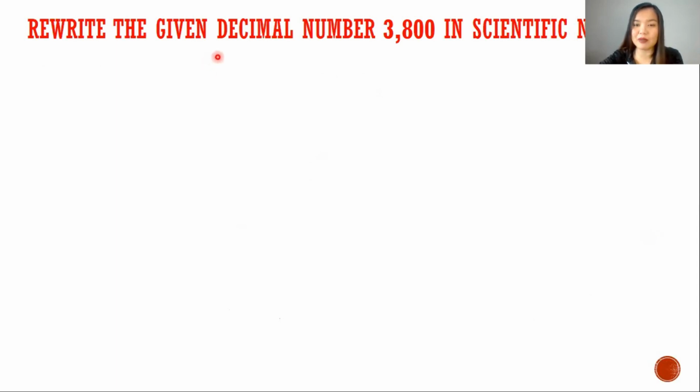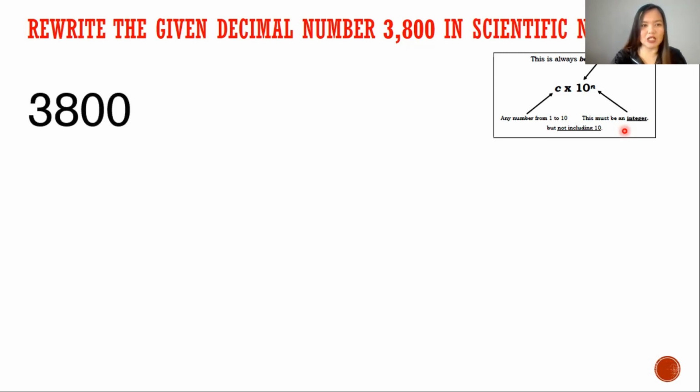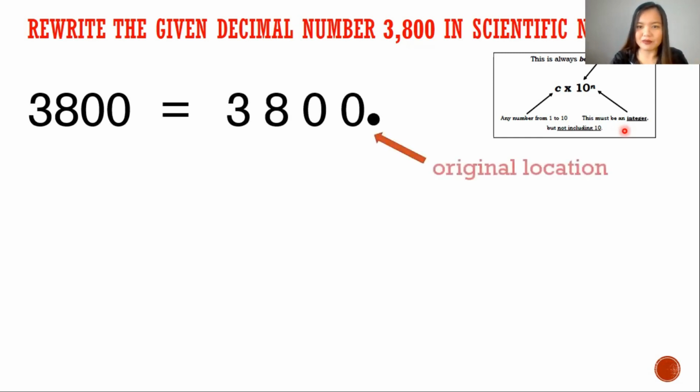Represent the given decimal number 3,800 in scientific notation. So, the first thing we need to do is to identify your C, your number from 1 to 10, and also identify n. It must be an integer. Okay, so first you have to write 3,800, which is the given. The original decimal is in this part. That's the original location of the decimal. But if we are going to put that in C, where C is any number from 1 to 10, it can be 3.8. It can never be 38.00. No, it should be a number between 1 to 10. So 3.8, and that is now the new location of the decimal point.